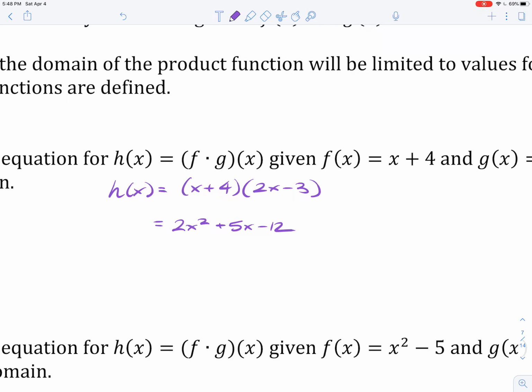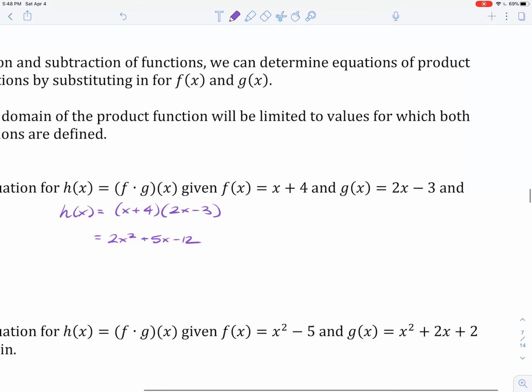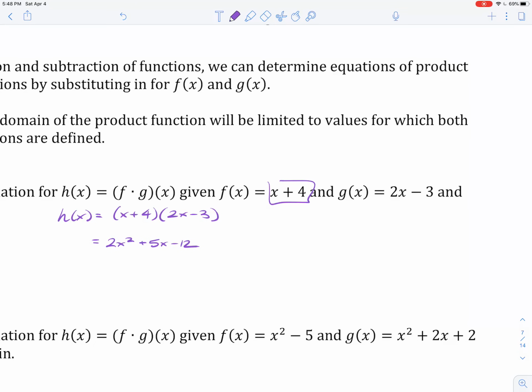So there's h of x. It's the product of f and g. It's the product of x plus 4 and 2x minus 3. That's where it comes from.